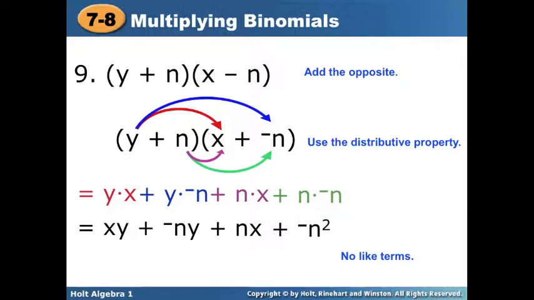Our terms in the center will not cancel because from the beginning, although they were opposite binomials, where one was positive and one is negative, the terms are not the same. We have a y and an x. So our final answer here is xy plus negative ny plus nx plus negative n squared. You can simplify by writing minus instead of plus a negative.